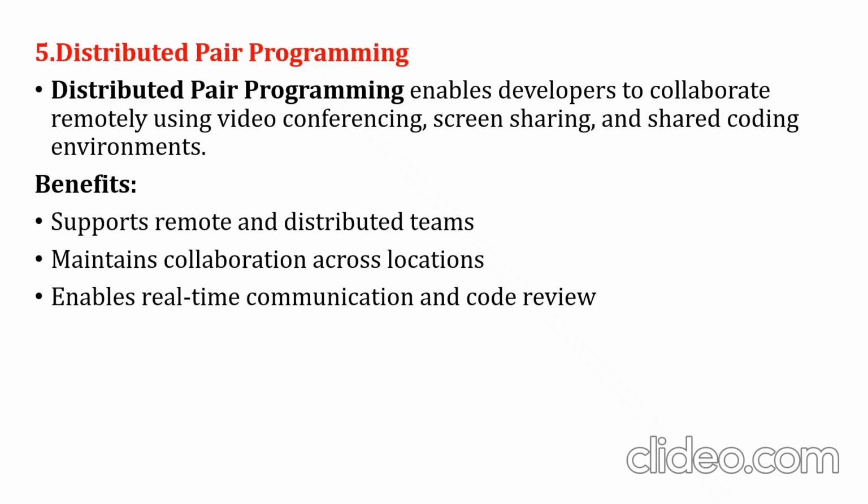Distributed pair programming. This approach is very useful for developers working remotely or located in different places. Developers can use video conferencing, screen sharing, and shared code environments to collaborate. Even though the programmers are not physically sitting at the same workstation, they can still communicate, review code and solve problems together in real time. The major benefits are support for remote teams, collaboration across different locations, real-time communication, and code review. This style is particularly relevant for modern software development teams, where remote and distributed work is common.